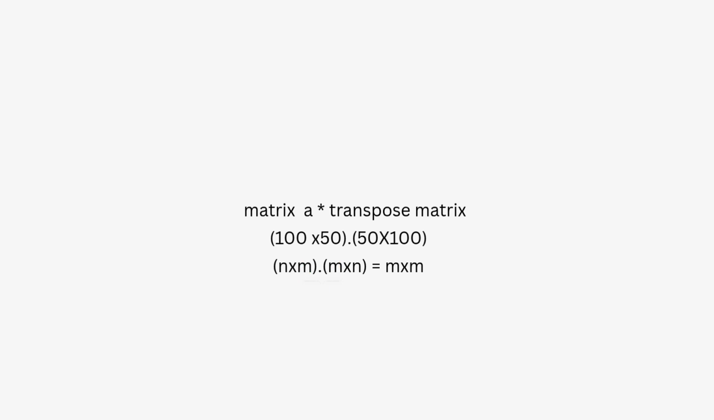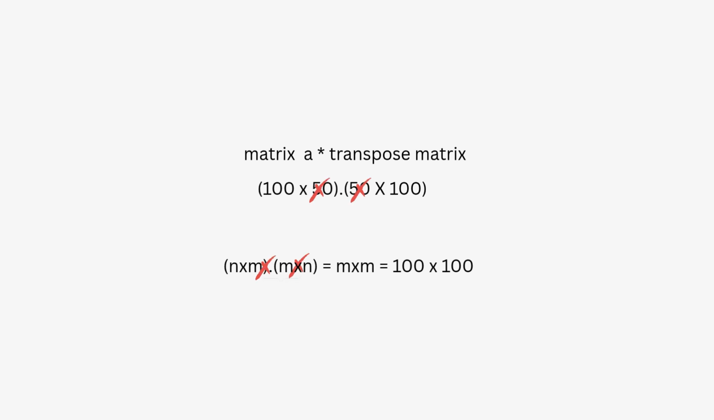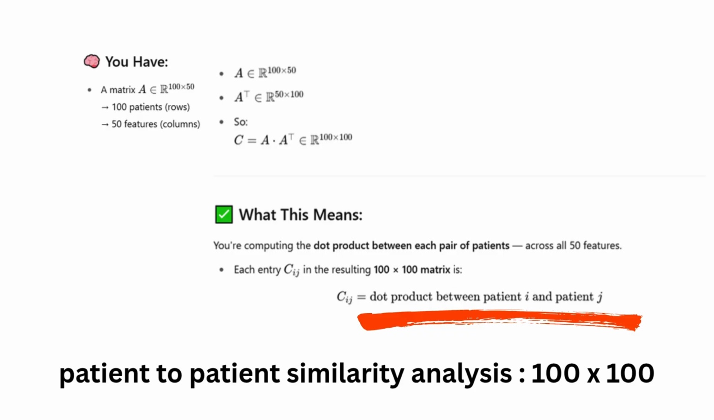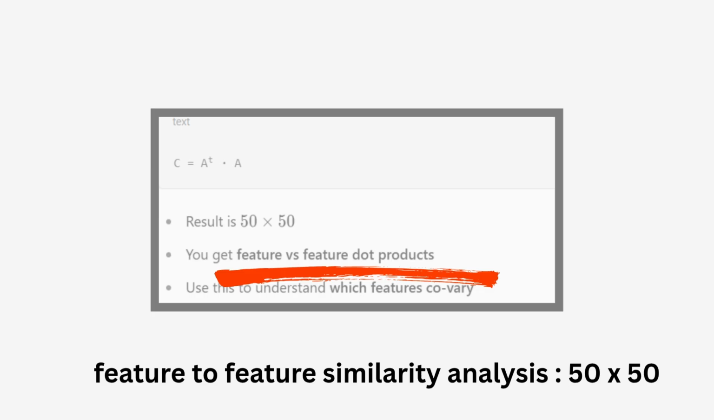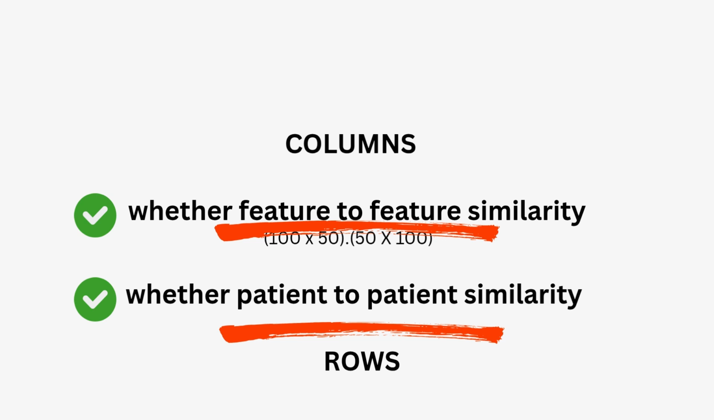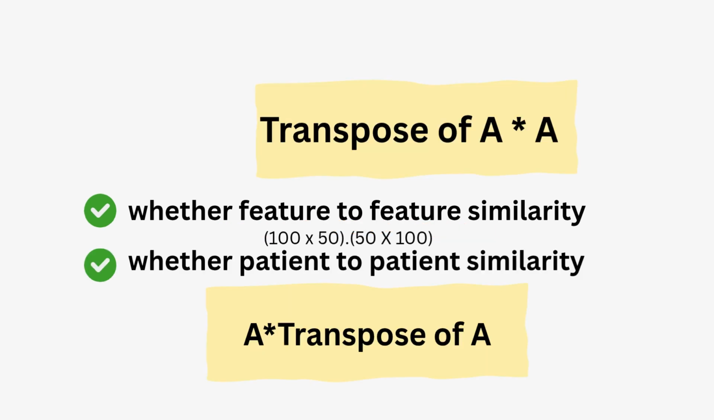Now let's talk about dot product. Suppose you want to multiply A into A transpose, which is the dot product, it's going to give us a matrix of shape 100 x 100. It compares each patient with every other patient. Again, A transpose into A gives us 50 x 50. This compares features with features. So depending on how you multiply, you can explore the similarity between features and the similarity between the data points.